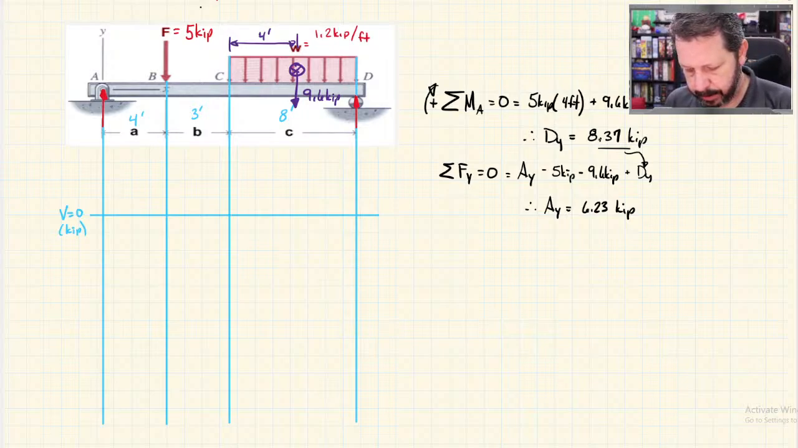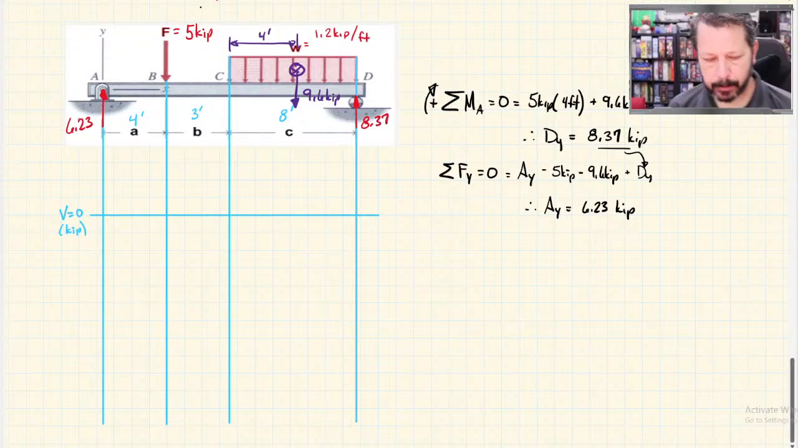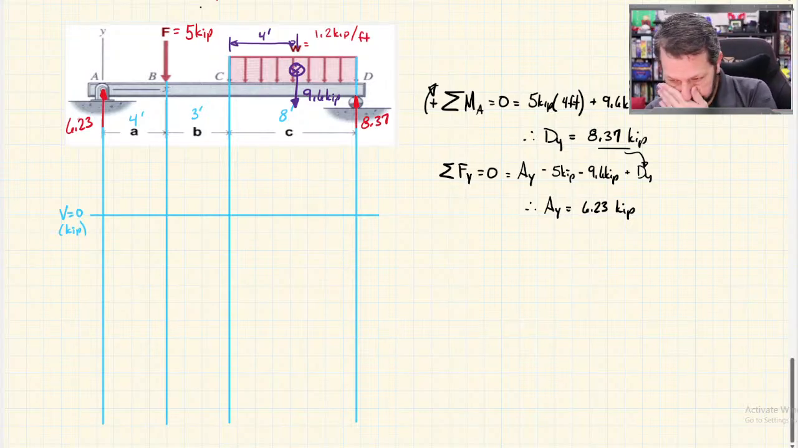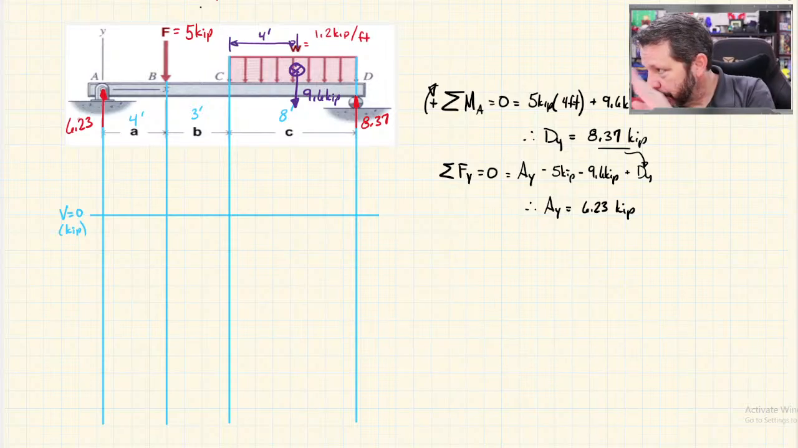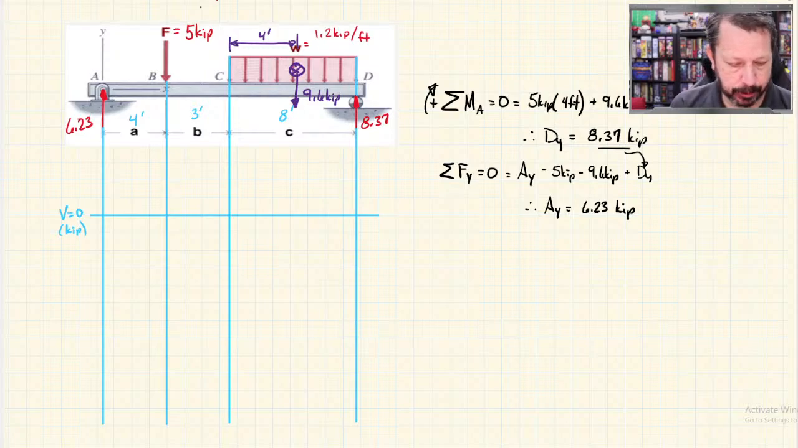I'm just recalculating. All right, so that seems right. So AY apparently is 6.23, DY is 8.37. Okay, those are kips. And all right, I'm not seeing any other issues in the chat, so hopefully we're on board now.